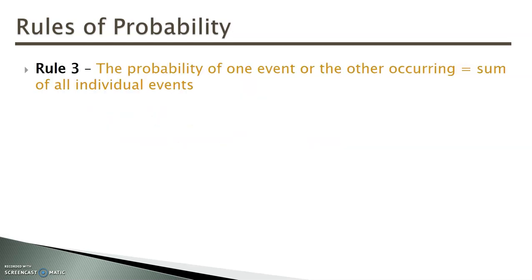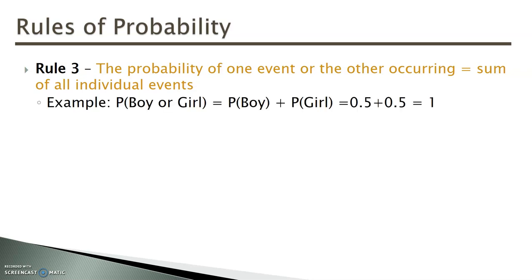So the next 2 rules are both mathematical. We can use these to actually determine the probability of something happening. Rule number 3 is called the addition rule. Basically, if you want to know the chance of one thing happening or another thing happening, we can add those together. The simplest example here is what's the chance of having a boy or a girl? Basically, the question is, what's the chance of having a baby? The chance of having a baby is 100%.